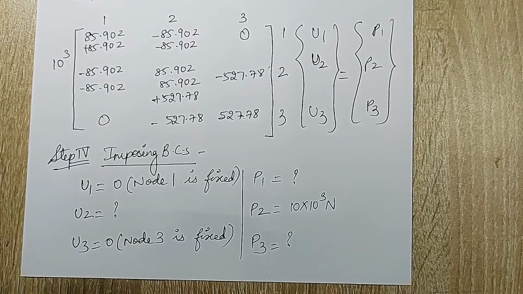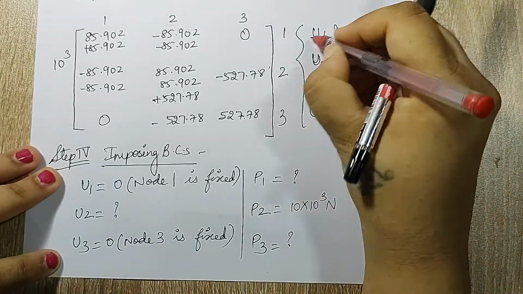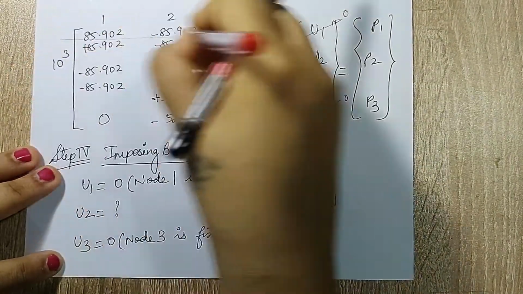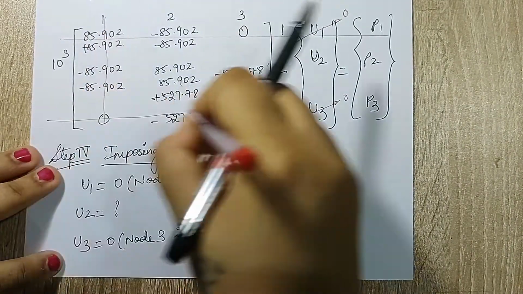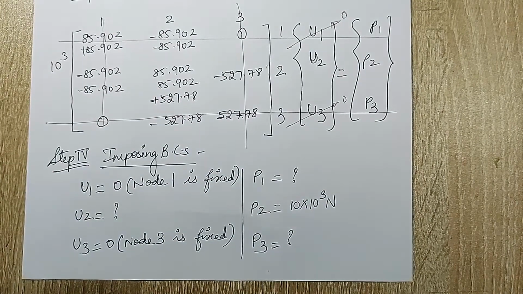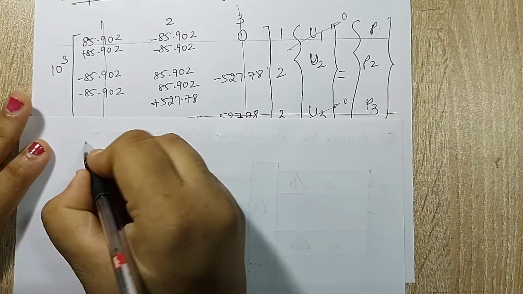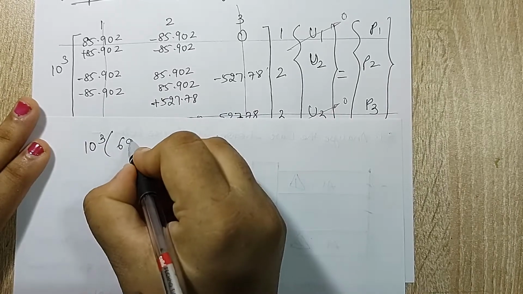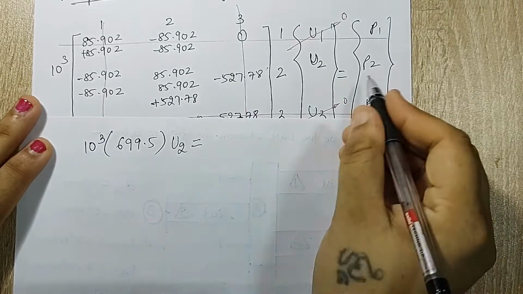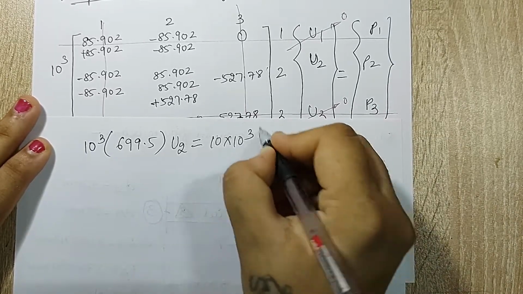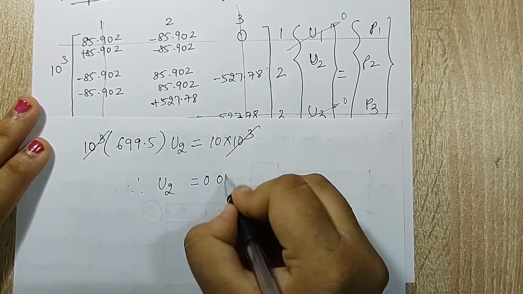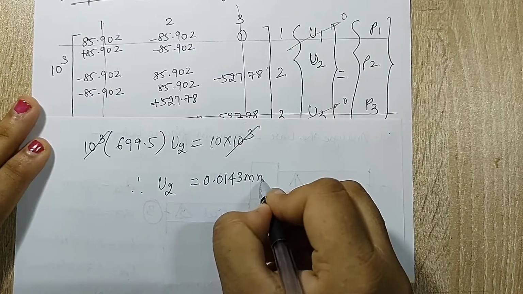Now I will be substituting the primary variable values here. Look at this question. This is wonderful. U1, U3 both 0. So initially these will become 0. First row, first column, third row, third column. So I have only this much term left over here. When I add it, this will be 10 raised to 3, 699.5. Here I have U2 is equal to 10 into 10 raised to 3. These get cancelled. Therefore, I get the value of U2 as 0.0143 mm.